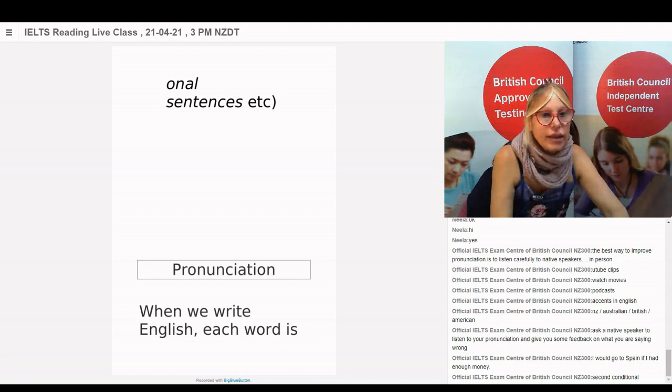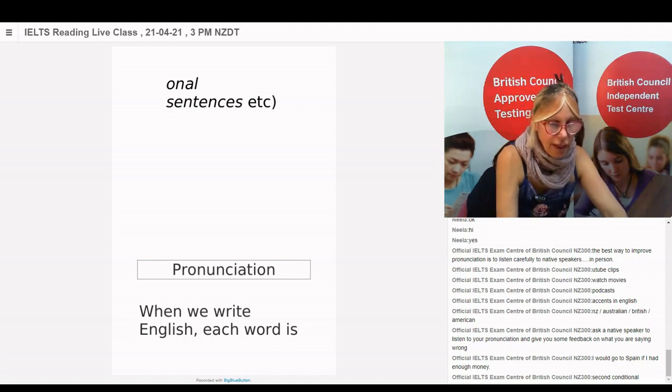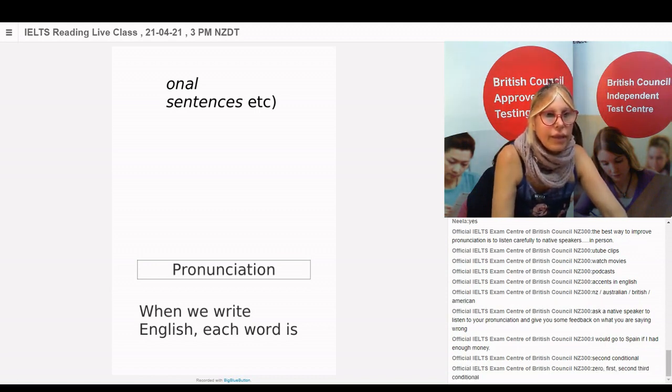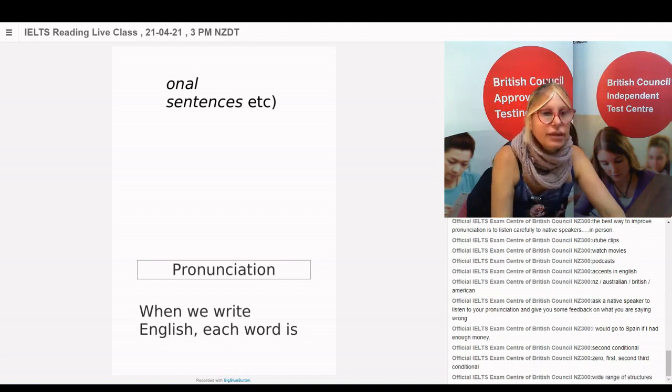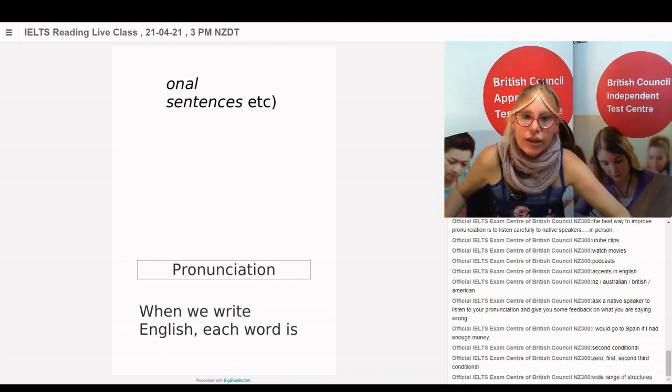Right. So using a variety of conditionals such as the zero, the first, the second, and if you know how to use the third conditional, then these are likely to increase your grammar score because you are showing that you're able to use a wide range of structures.